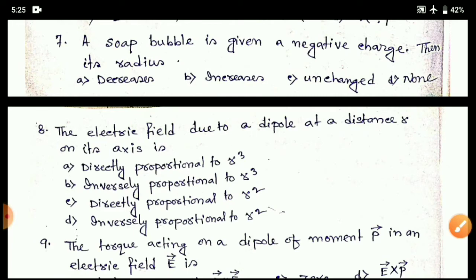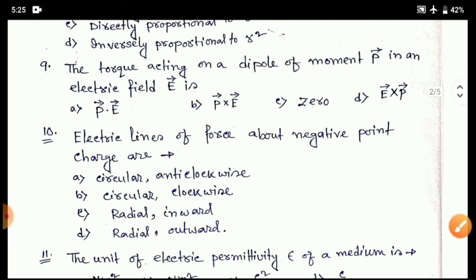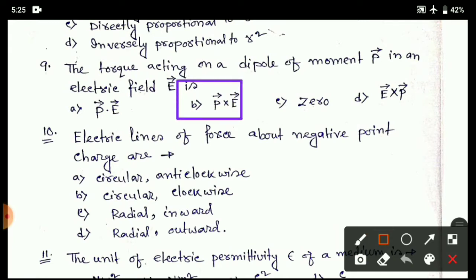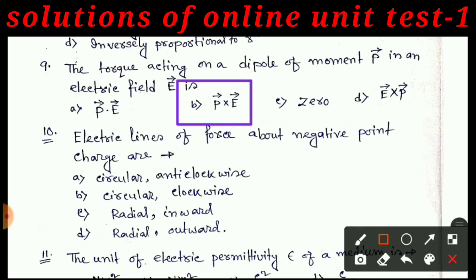Question number 9: the torque acting on a dipole of moment P in an electric field E vector is denoted by, option B is the right answer, P cross E. Question number 10: electric lines of force about a negative point charge are, for positive it is radially outward, for negative it is radially inward. So option C is the right answer, radial and inward, because it is the negative charge.